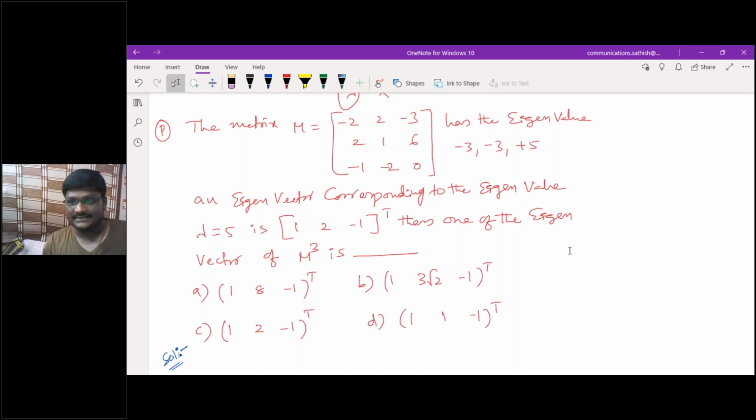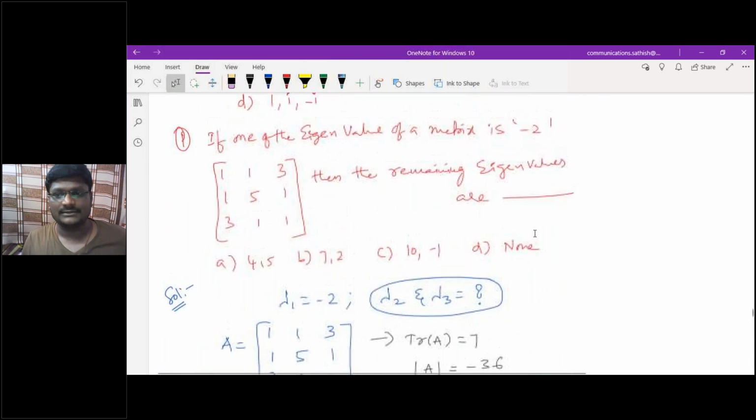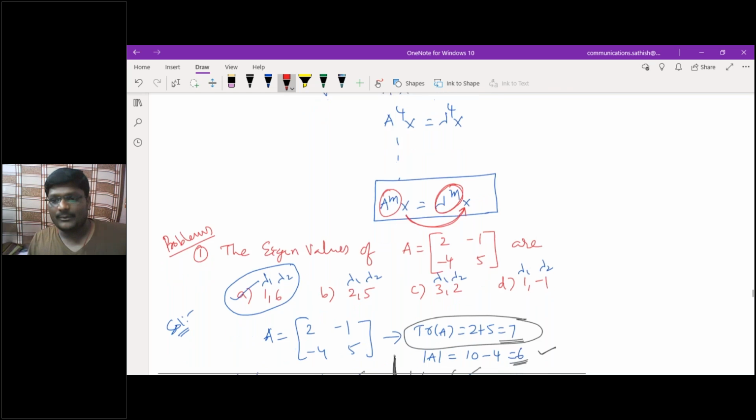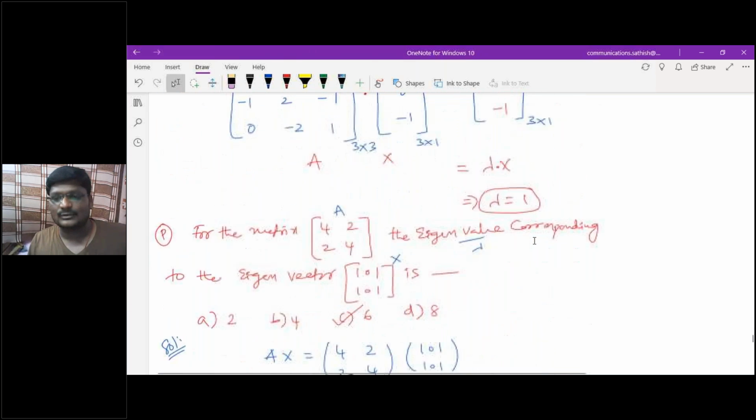This is the thing I'm telling you: you have to make the concept proper. The statement I made in the initial point: A power m x is equal to lambda power m x. The vector is constant, the vector is the same. The matrix differs and the corresponding eigenvalue lambda differs, but the vector does not change. Got my point? Then what's the answer now? C.